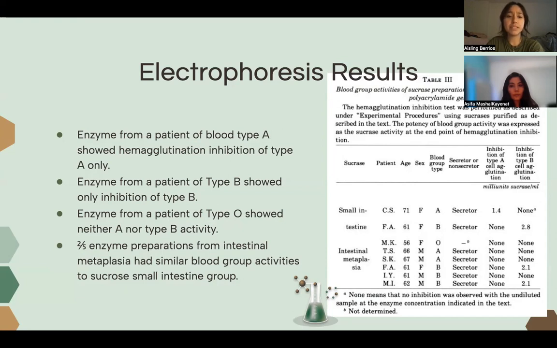Now, as for the blood group activities for the 5 enzyme preparations from areas of intestinal metaplasia, preparations for 2 patients of type A blood showed no type A nor type B activity. One of the 3 preparations of type B showed neither type B nor A activity, whereas the other 2 preparations showed type B activity, but not type A activity.